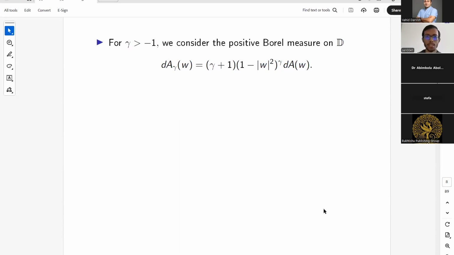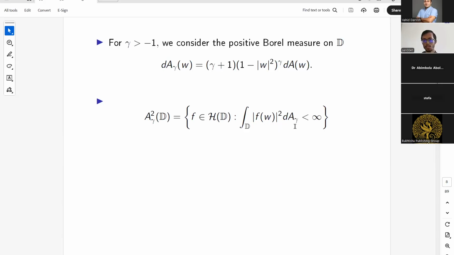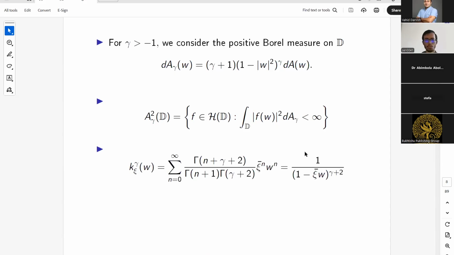For any gamma strictly greater than -1, we considered the positive Borel measure on D given by this, and the weighted Bergman space with standard weight is defined as all those holomorphic functions such that this integration with respect to the new measure dA nu is finite. And it is also easy to observe that these weighted Bergman spaces are also reproducing kernel Hilbert spaces, with the kernel function given by this at the point xi belongs to D. And the normalized kernel function is this, that is dividing the kernel function by its norm.